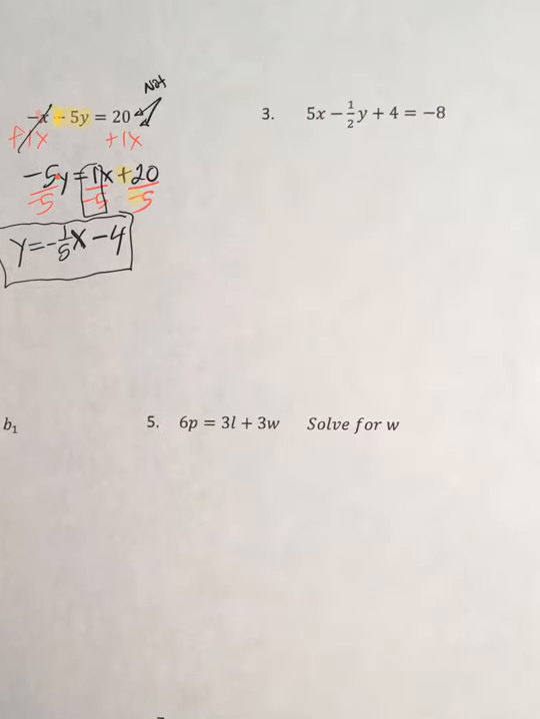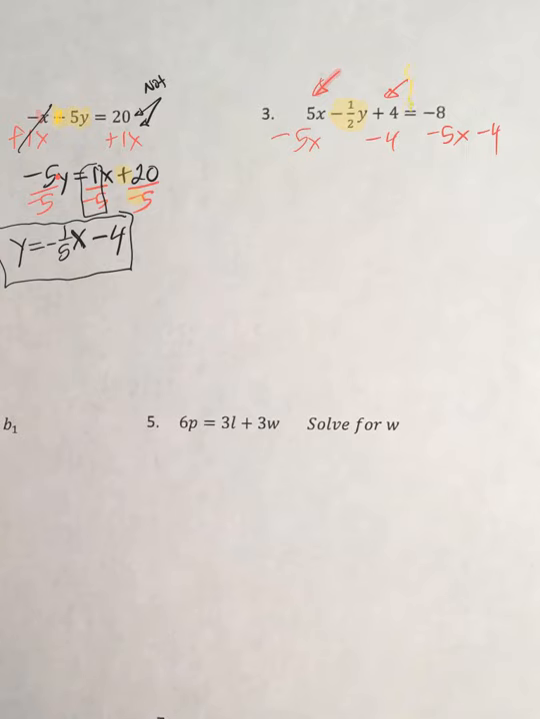Okay, in problem number 3, they also asked us to solve for y. So we want to isolate the y term. So we want to leave the y term where it's at and undo anybody else who's on the same side as the y term. So we want to undo the 5x, and we also want to undo the positive 4. So we're going to subtract 5x to the other side. And let's go ahead and undo adding 4 by subtracting 4. So we must do it to the other side as well.